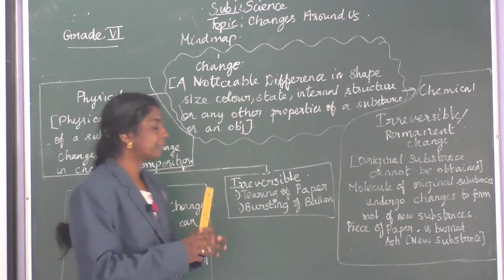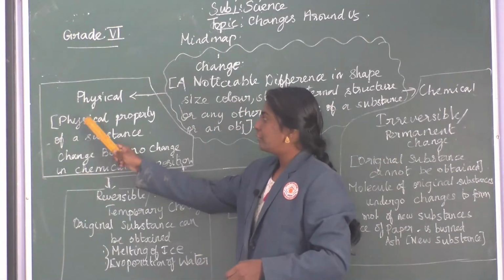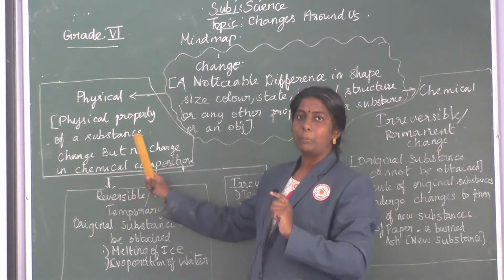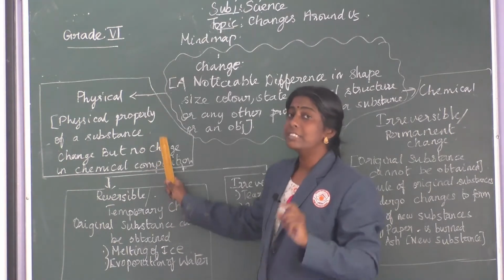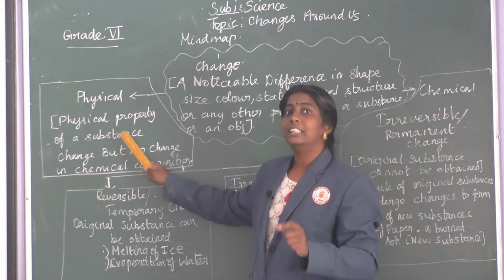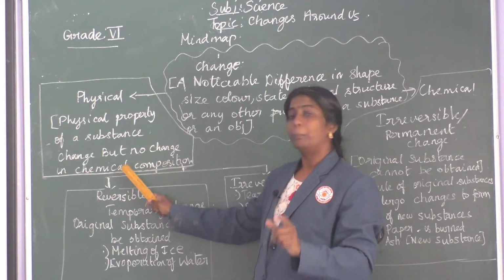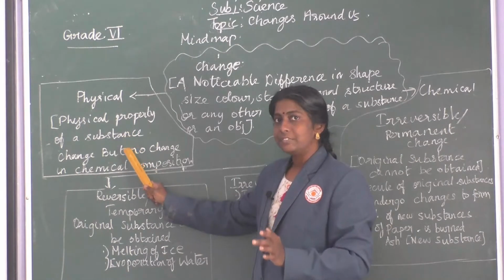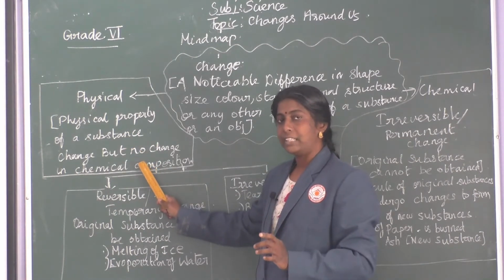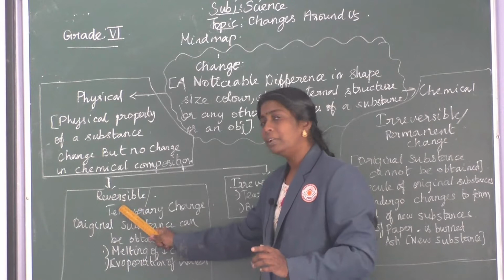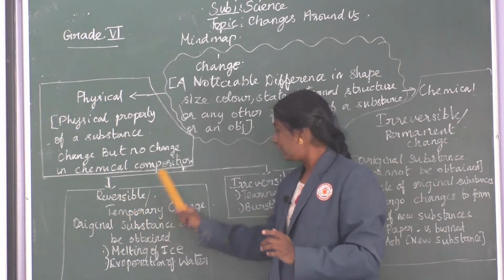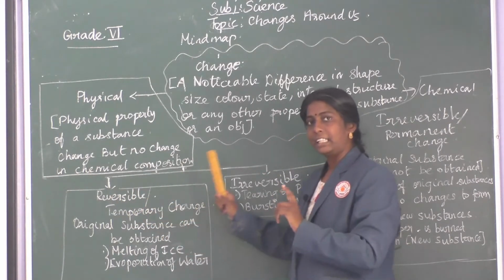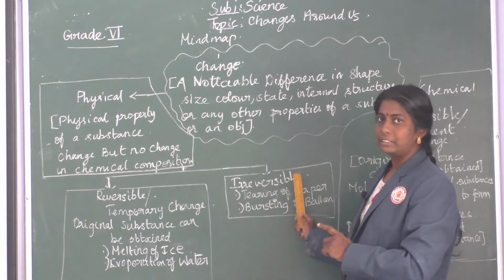So, physical change: physical property of a substance changes, but no change in chemical composition. Only the physical property is changed here. The internal or the chemical composition does not change here. Then again, this physical change is further classified into two types: number 1, reversible or temporary change, and number 2, irreversible change.